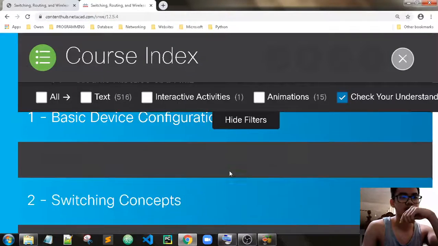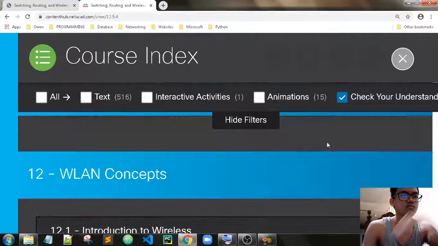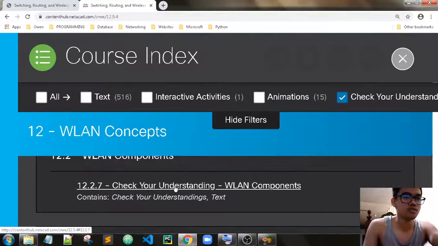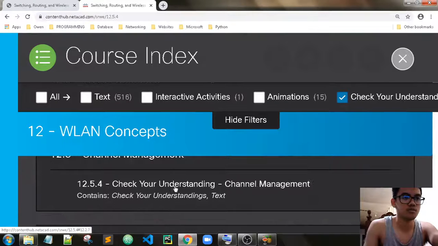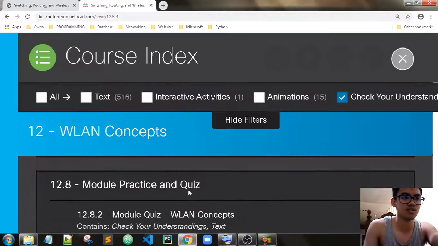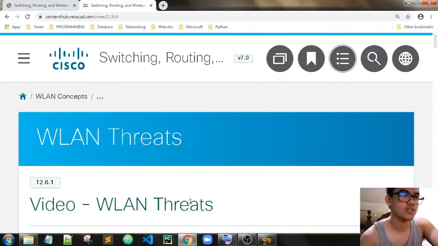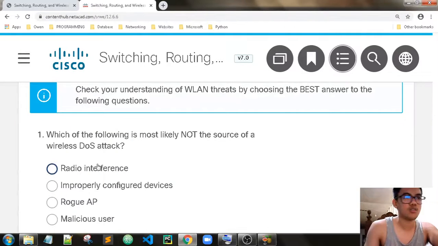Okay. Next, WLAN concepts, operation. Okay, WLAN threats. We have three remaining. Channel management. Which of the following is most likely not the source of wireless denial of service attacks? Not likely the source.